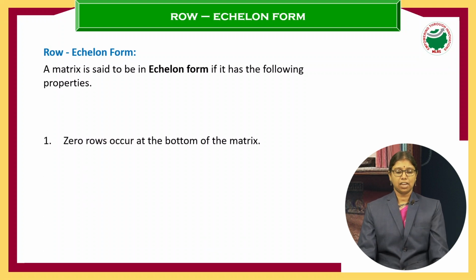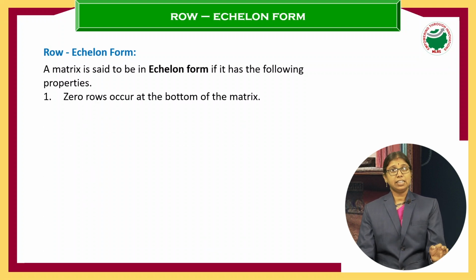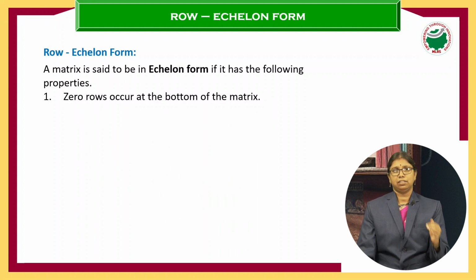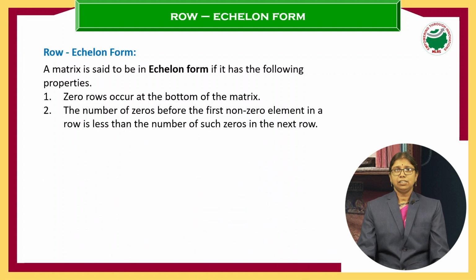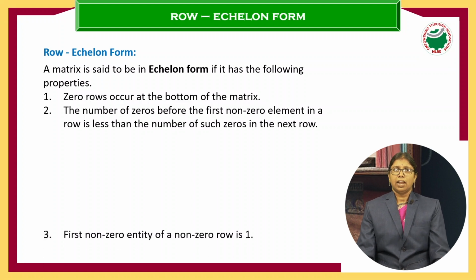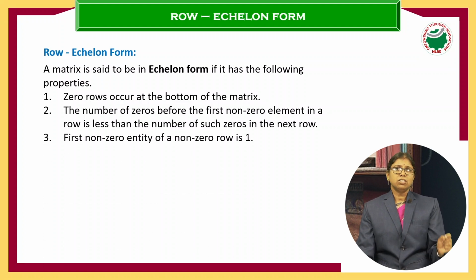The three conditions are: your first condition is if there is any zero row in the matrix, the row must and should be at the bottom of the matrix. It occupies the last row of the matrix. The second condition, the number of zeros before the first non-zero entry in a non-zero row must and should be less than such zeros in the next row. And your third condition is the first non-zero entry in a non-zero row must and should be 1. So we are having three conditions.